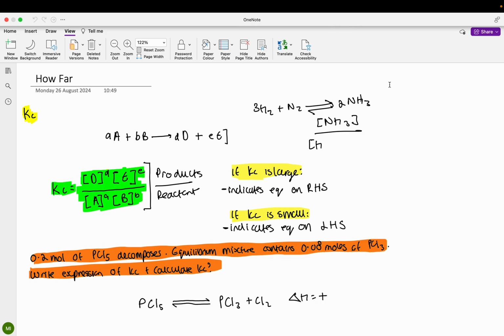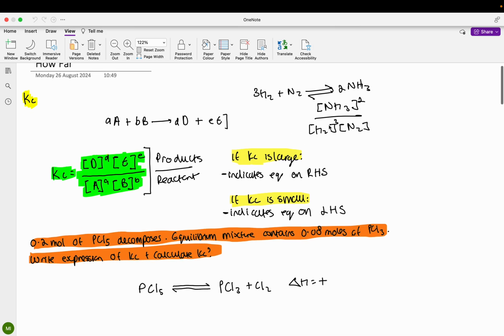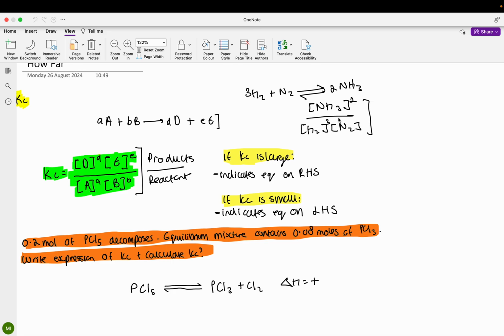We multiply them together. Now, what do we do with the powers? In front of the NH3 is a 2, so we're going to put NH3 squared. And in front of the H2 is a 3, so we're going to put H2 cubed. In front of N2 is a 1, so that's fine. And this is how you would write an expression. So if in the exam they tell you to write an expression, then this is what you write.